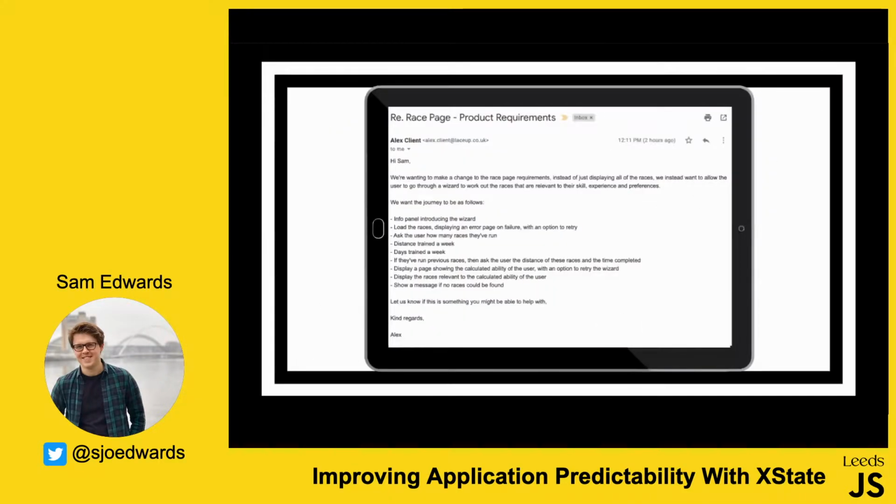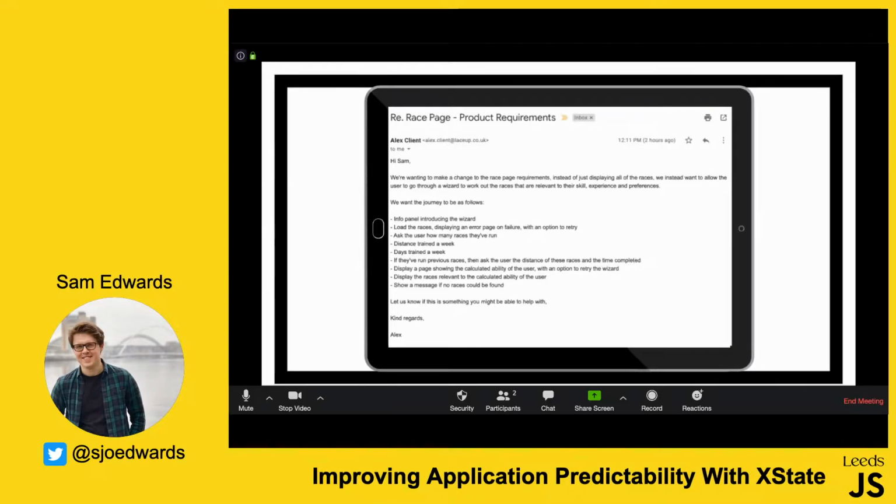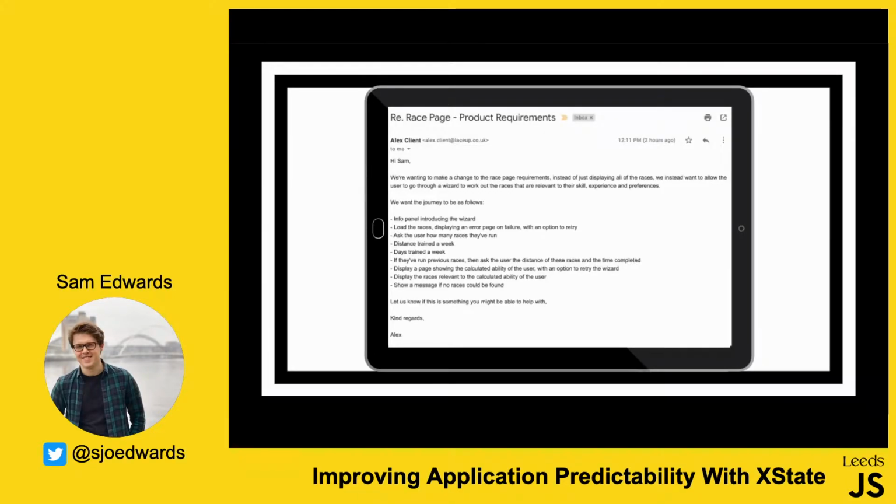Email number 2, increased requirements. So the client now doesn't just want a page which shows tiles of races. They also want a wizard which asks the user a bunch of questions to ascertain what level of runner they are. So they want to know how many races you've done, how fast you did those races, your level of experience. If you have done races, they want to know how fast you did them in. So it's a lot more complicated than the original requirements.